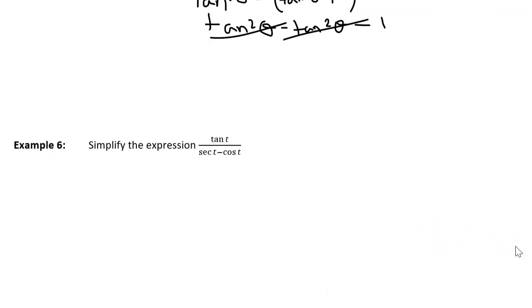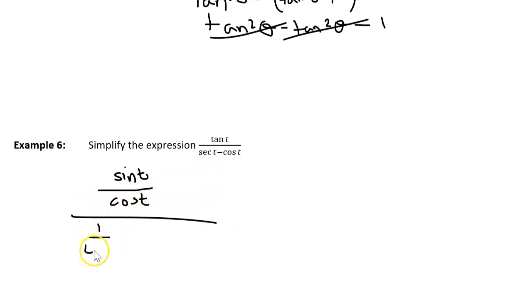Last example. We've got a fraction going on, and it's fairly complicated. We are going to start by converting everything into terms of sine and cosine. So we'll start with tangent t. Tangent is sine over cosine. And in our denominator, secant can be written as 1 over cosine. And cosine, well, that's just cosine.